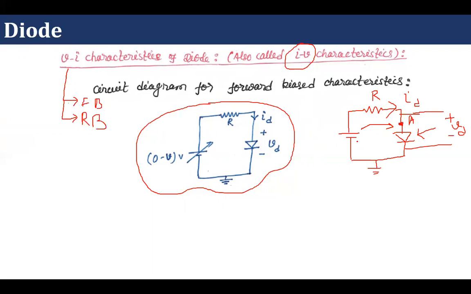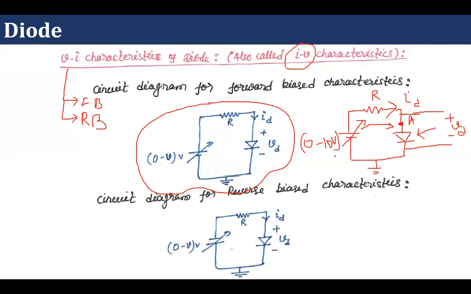Obviously, if this voltage is constant, we are going to get only one value, and that will not give the characteristic graph. So to plot the graph, we need multiple points, and for that purpose, we are going to vary this voltage from, let's say, 0 to 10 volt. We may collect 10 points, and with the help of those 10 points, we are going to plot the graph, and that will give the forward bias characteristic.